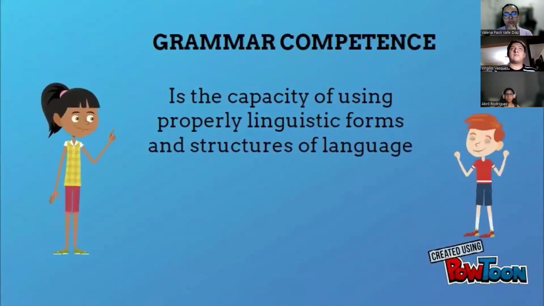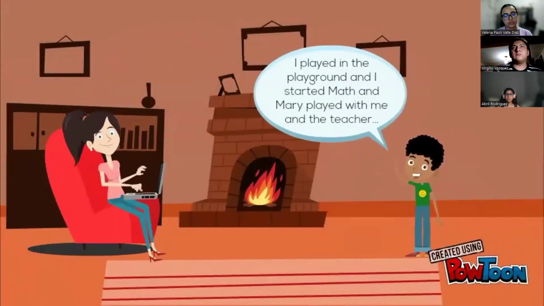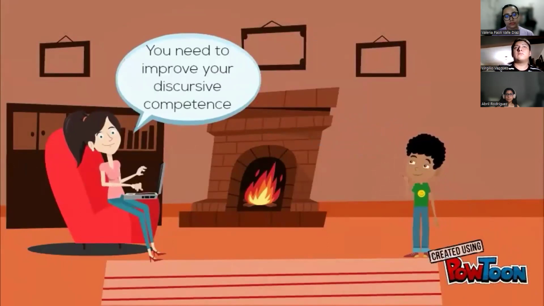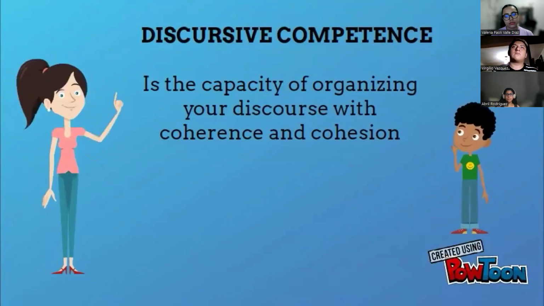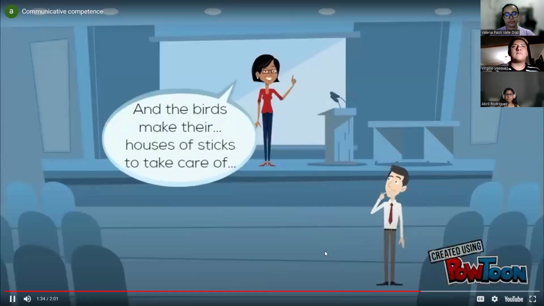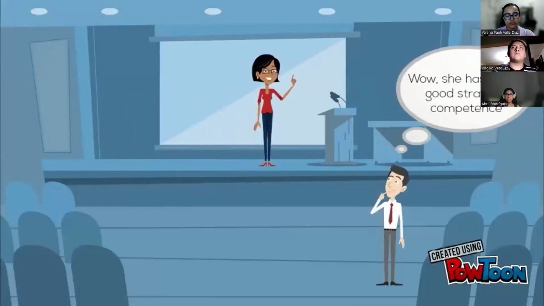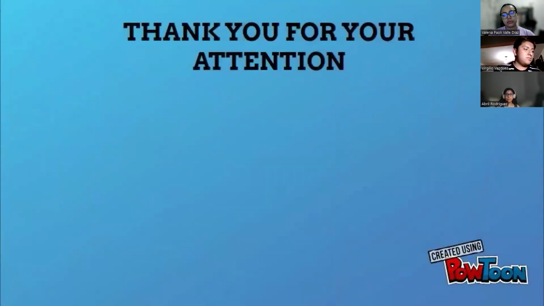Grammar competence is the capacity of using properly linguistic forms and structures of language. What did you do today at school? I played in the playground and I answered math and Mary played with me on the teacher. Hey, wait. You need to organize your idea. You need to improve your discursive competence. Discursive competence is the capacity of organizing your discourse with coherence and cohesion. And the verbs make the houses of the thief to take care of. Oh, she has a very good strategic competence. Strategic competence is the capacity of knowing how to get on when you don't know how to say something. Thank you for your attention.